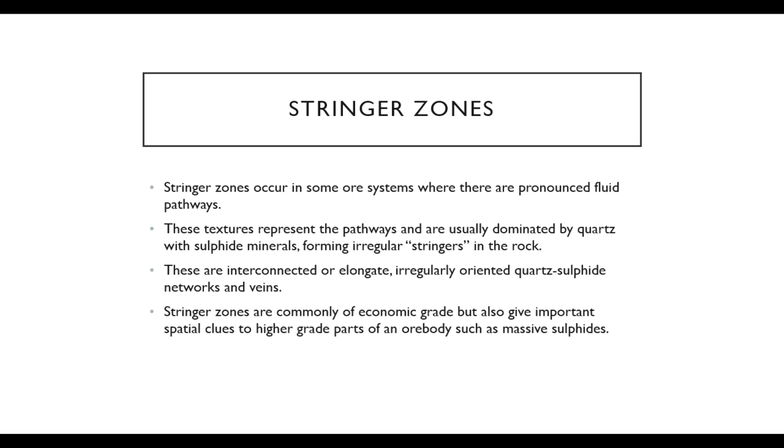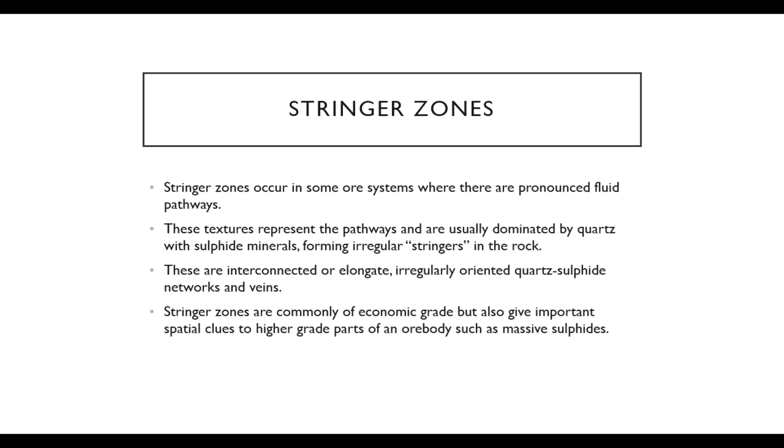Stringer zones. These are sort of elongate occurrences of ore minerals, so they're occurring all in a line. It might indicate a former fluid pathway that's now collapsed and we're just left with the ore minerals. And so they can usually be dominated by quartz as well as sulfide minerals. And they can be interconnected or they might be slightly irregular depending on whether that vein has collapsed or is still present.